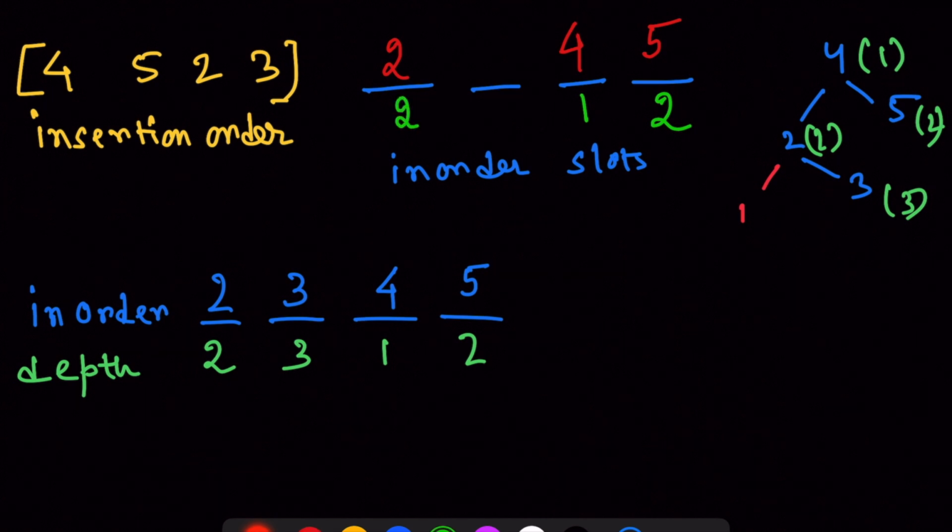Next we are inserting 3. So 3 will come here, right, between 2 and 4. And what will be the depth of 3? Its parent is 2, right? The parent of 3 is 2 and the depth of 2 is 2. So the depth of 3 will be 3. Now here, see how do we get the parent of 3? We are not actually constructing this tree, right? We are just inserting values in this in-order slots list, the sorted list.